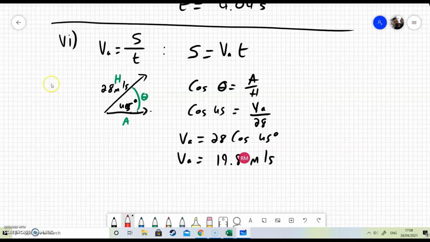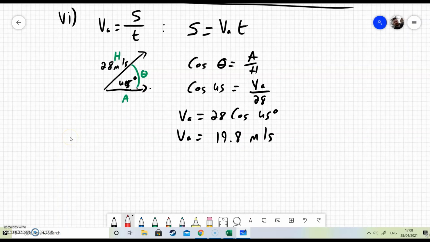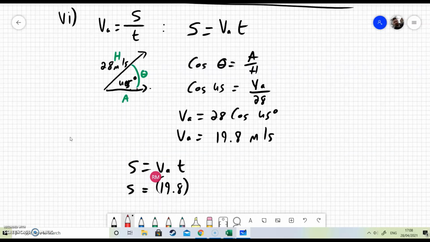Okay. So what that now gives me is the opportunity to work out the distance that it travels. So like we said, we write out our formula. S is equal to V average times T. The displacement in the horizontal direction is 19.8, which is its average velocity, and that is moving for 4.04 seconds. So when I multiply those two numbers out together, that will give me a value for my final displacement in the horizontal direction. That gives me 79.99 meters. We can just average that to 80 meters.